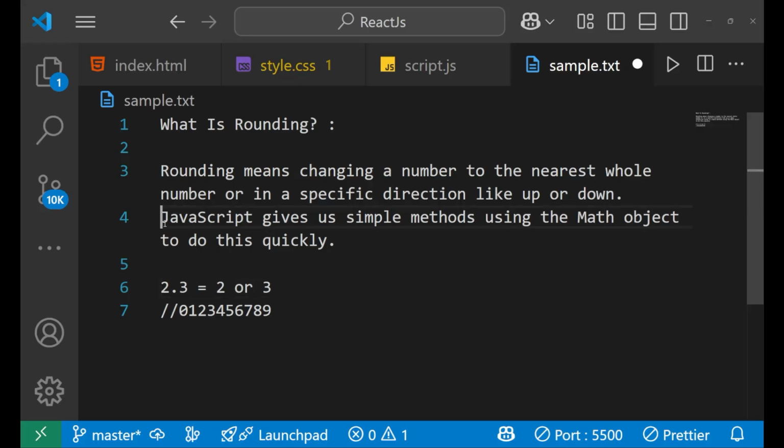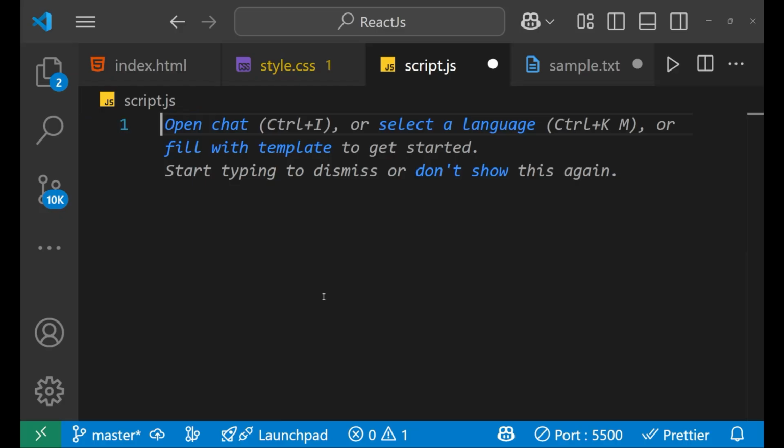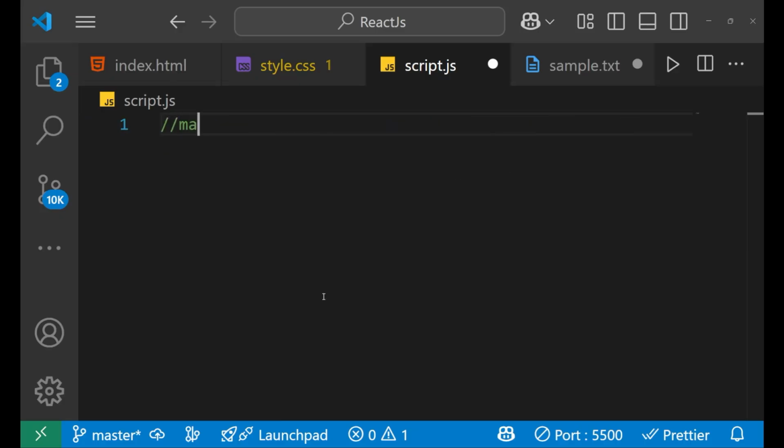And JavaScript gives simple methods using the Math object to do this quickly. So we get lots of Math methods, and that's what we are going to learn in this particular video. So let's start with that. Let's remove all the bulk that I'm having here. Now first we are going to start with Math, the capital Math dot round. Let's understand how it works.